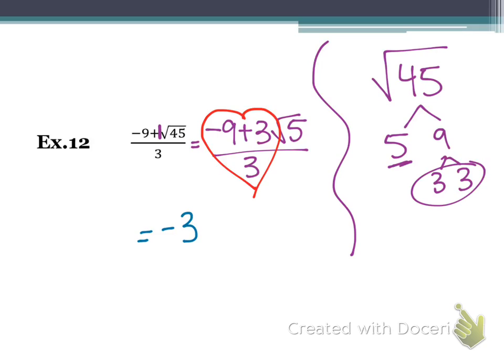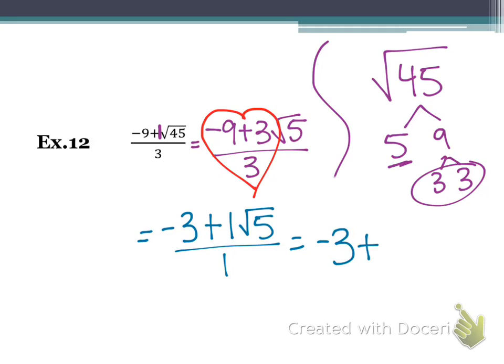Negative 3. Some of your voices are so soft I can barely hear them. 3 divided by 3 is a 1, so plus 1 stuck to the square root of 5, all divided by 1. So if you don't want to put the over 1, you don't have to. This would be the same as just negative 3 plus square root of 5. We don't even really need the 1 in front of the radical. It's just a nice reminder.